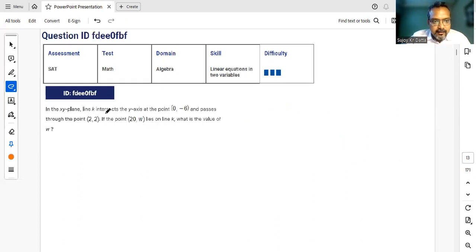Next, this one is saying there's a line that intersects the x-axis at this point. So that's the x, 0, y value. So the y-intercept, and it passes through this point. And it's saying that 20, W lies on this. What is the value of W?